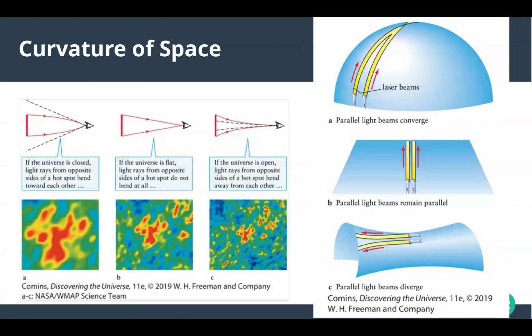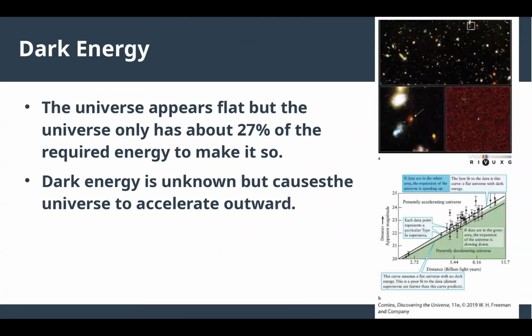And what we found is that they don't bend at all, which means that parallel beams remain parallel as they go across the universe, and this indicates something about the energy of the universe. So the universe appears flat, but the universe only has about 27% of the required energy to make it so. Dark energy is unknown, but causes the universe to accelerate outwards.